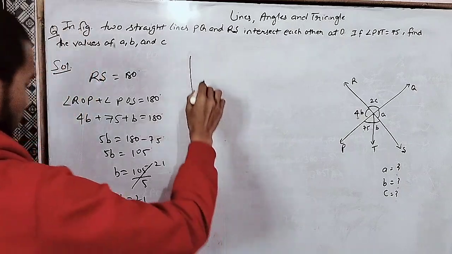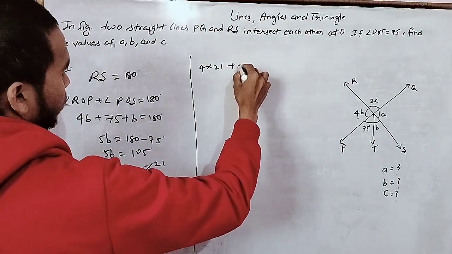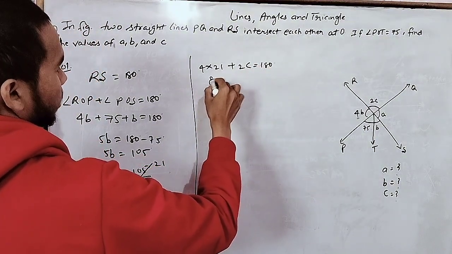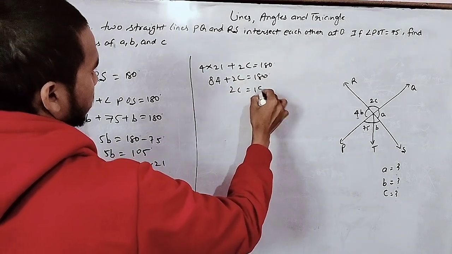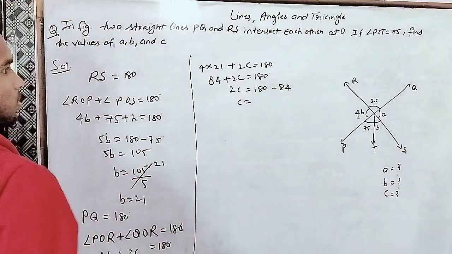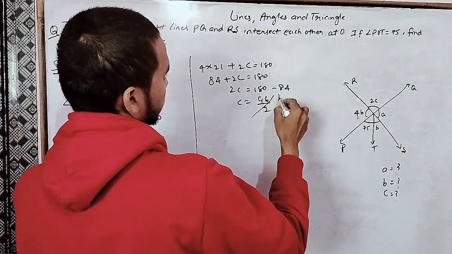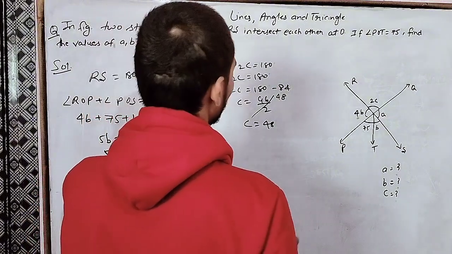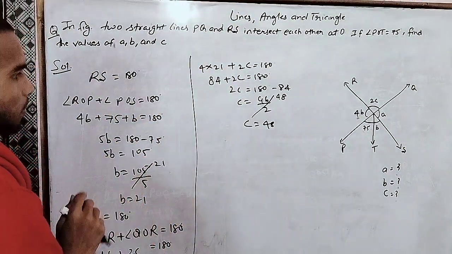Now I am solving here. For B equal to 21, 4 times 21 is 84, plus 2C is 180 degrees. Clear? Subtract 84, then we have how much? 96 divided by 2, then 2 fours are 8 and 2 eights are 16, 48. The value of C is 48. Now we only have to find out one value, the value of A.